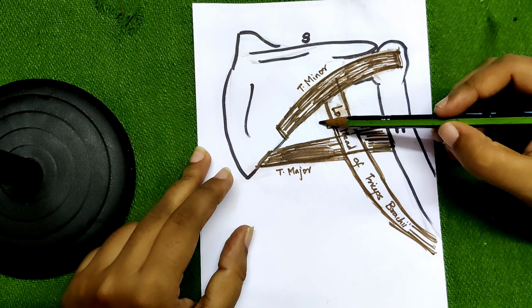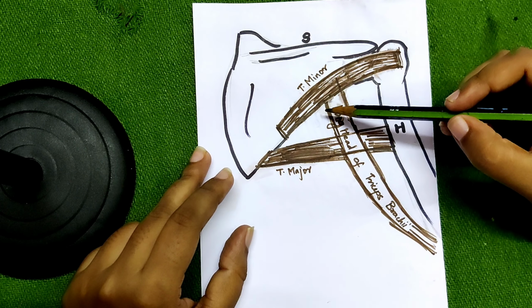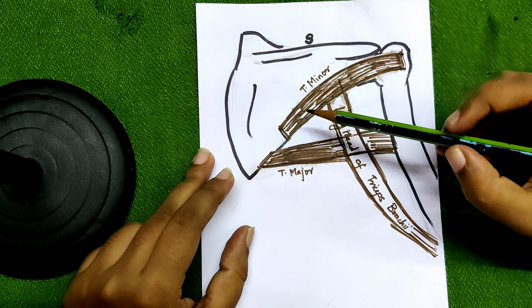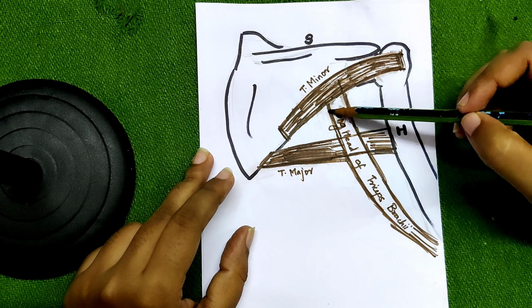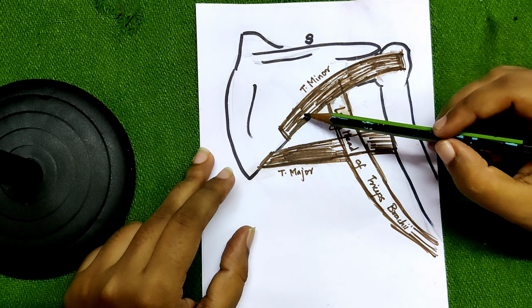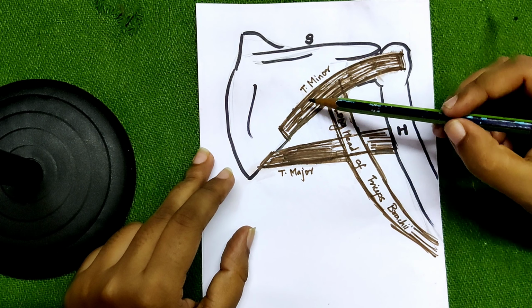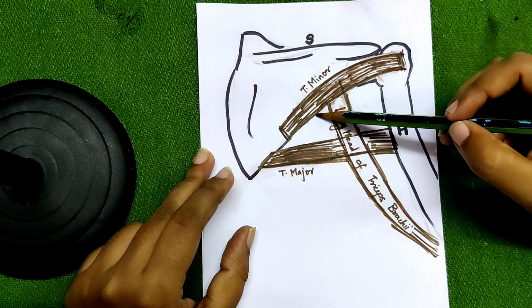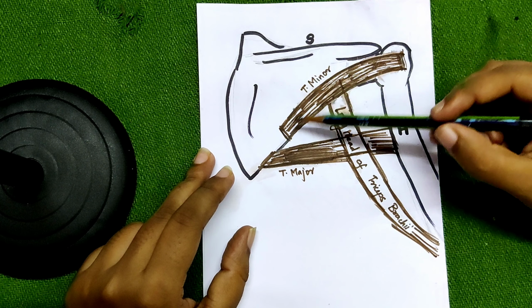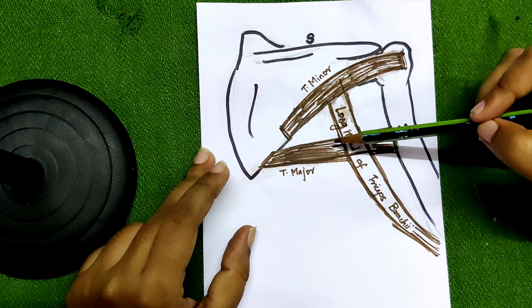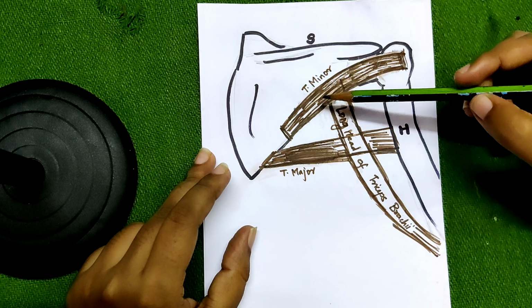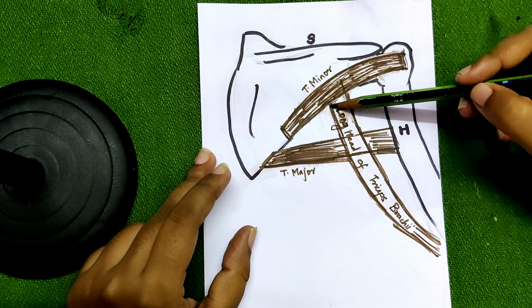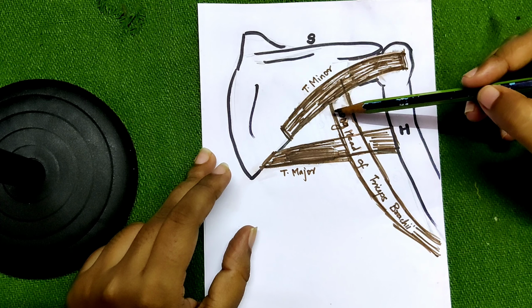Now the upper triangular space. In the upper triangular space there are three relations, that is superior relation, inferior relation, and lateral relation. So the superior relation is formed by the lower border of teres minor, and the inferior relation is formed by the upper border of teres major. The lateral relation is formed by the medial end of long head of triceps brachii.